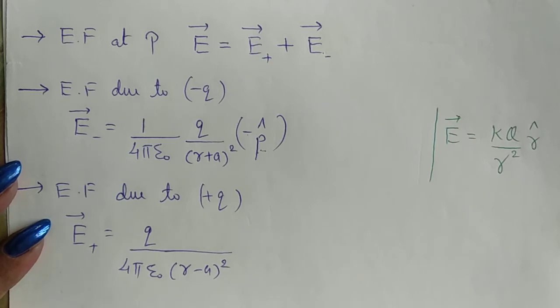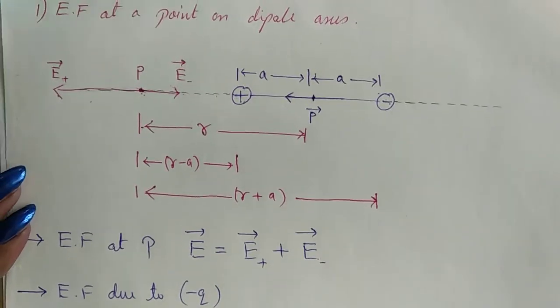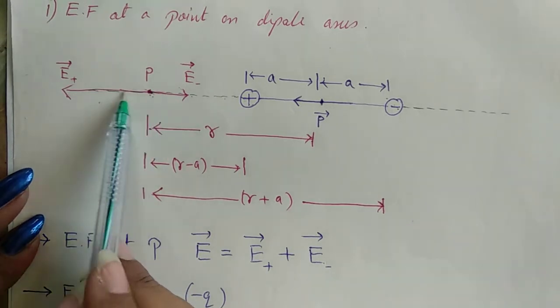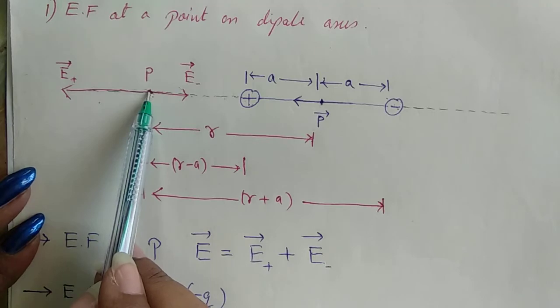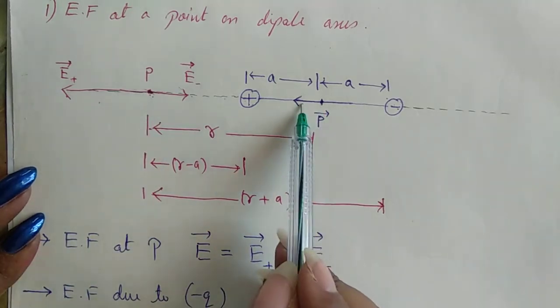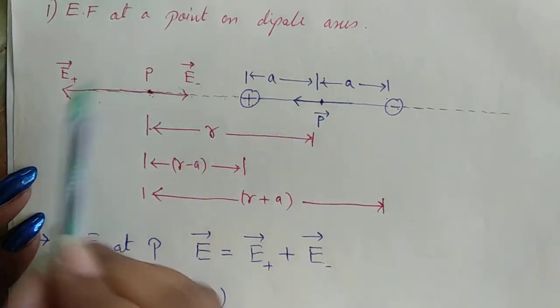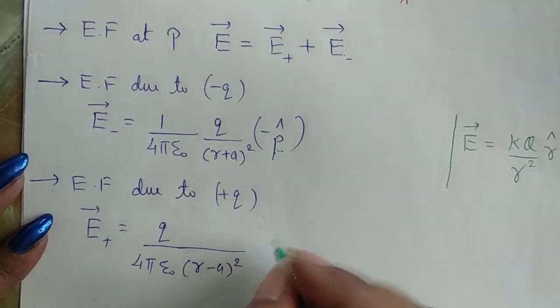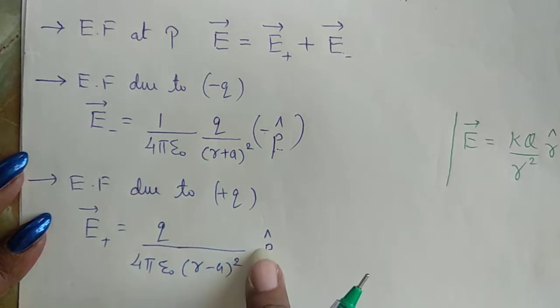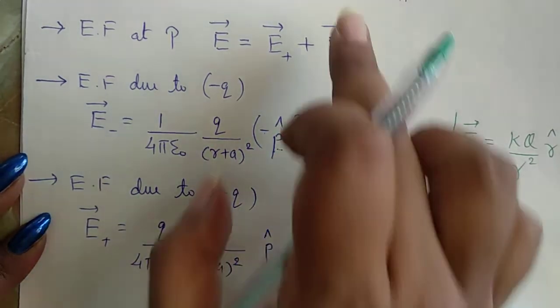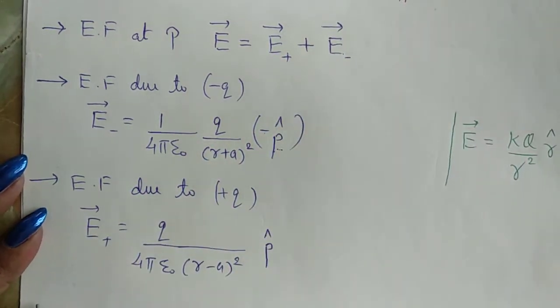And I need to write down a unit vector along the direction of electric field. So now just see the figure. This is the direction of electric field due to the positive charge at point P. And what is the direction of the dipole moment? Same. So I can write here plus p cap. So we have these two equations now. We'll substitute these values in this equation.